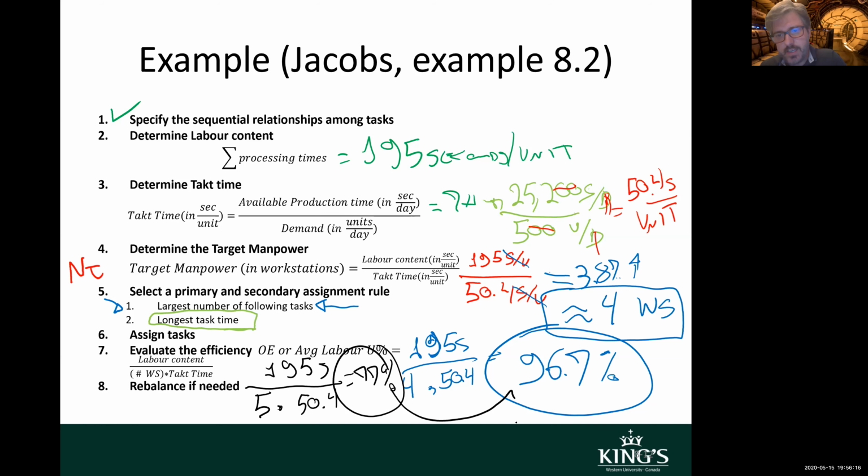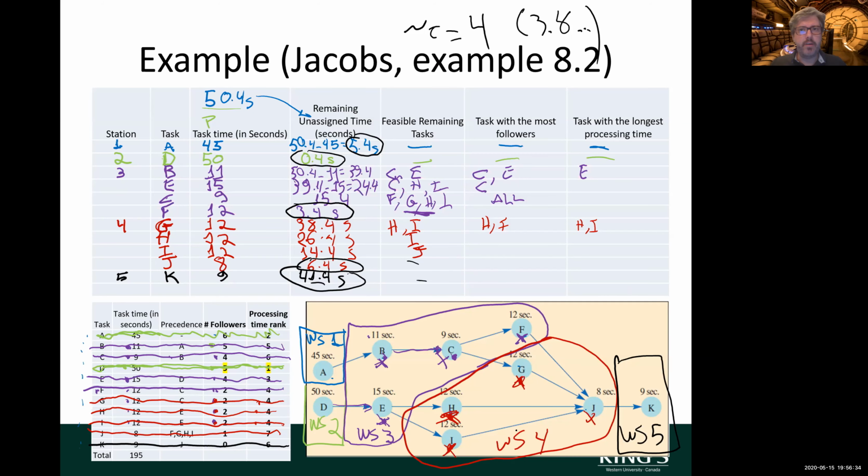So let's compare that 77 with that 96.7%, and you can see that there's a lot of loss. There's a lot of idle time in the system, and we can figure out a little bit where that could come from. First of all, theoretically, we should only need 3.8 workstations, but then we rounded up to 4, and we ended up using 5, right? And why was that? Because of all this idle time right there. Particularly this one over here, 41 seconds of idle time.